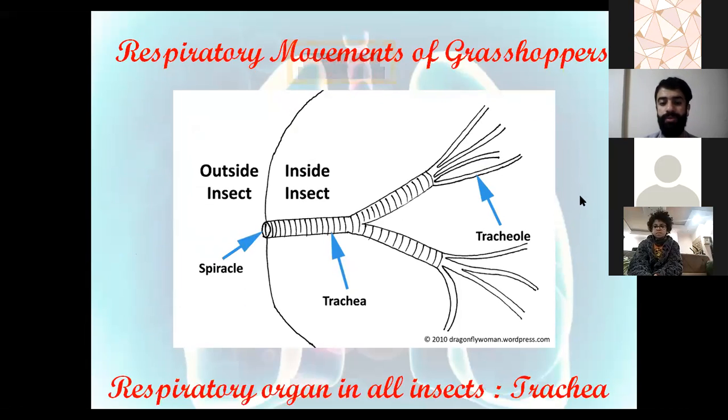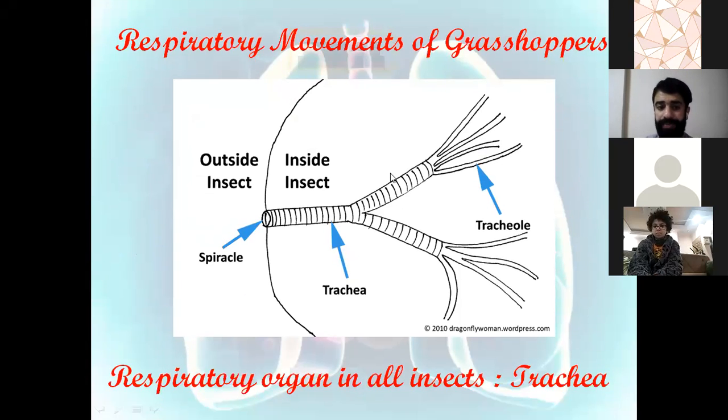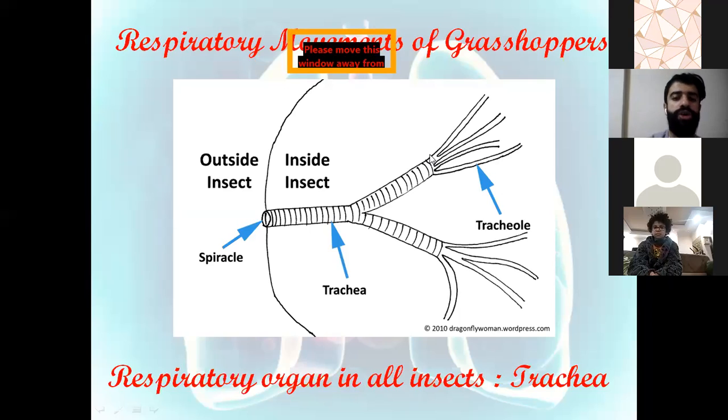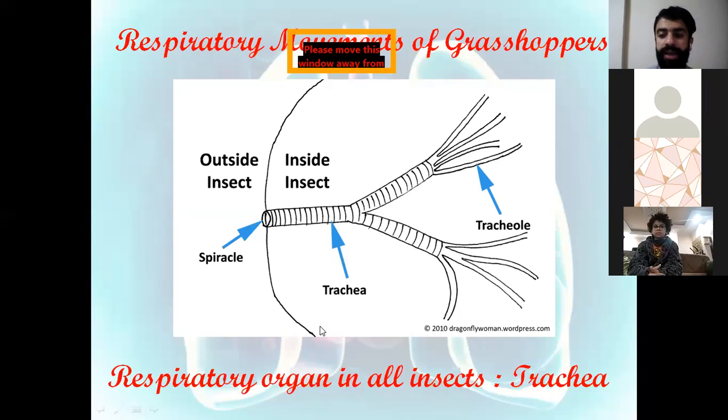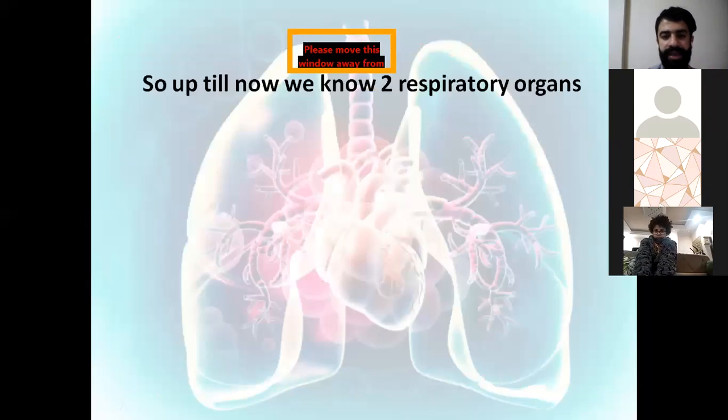And then we move to the next slide. Here, the spiracles allow the air to enter and then it moves to the trachea. The trachea is going to branch. These branches are called the tracheal. So the respiratory organ in all insects is called the trachea.